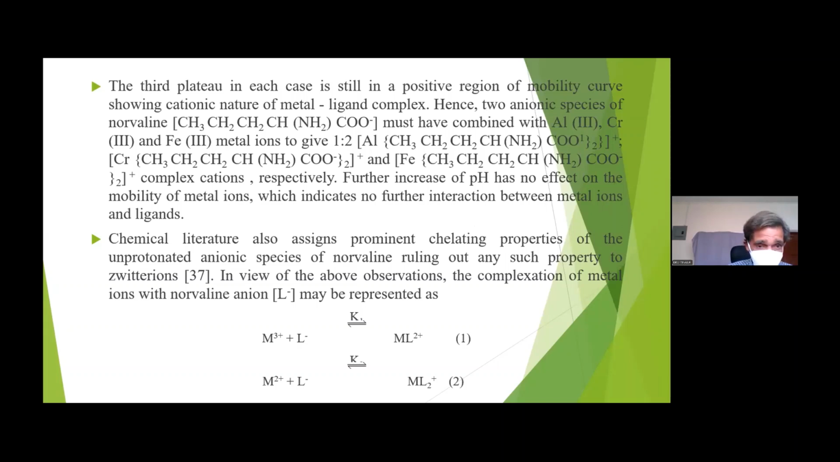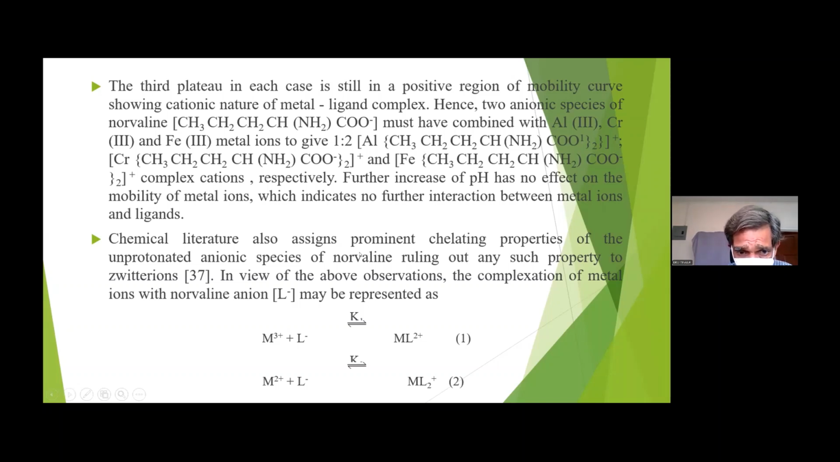In figure 5, the first plateau is the mobility of the free metal ions, the second plateau is the mobility of the 1:1 cationic complex, and the third plateau is the mobility of the 1:2 metal complex. All these are in the cationic region. The third plateau in each case is still in the positive region of the mobility curve, showing the cationic nature of the metal ligand complex. Hence, two anionic species of norvaline have combined with trivalent aluminum, chromium, and iron to give the 1:2 cationic complex.